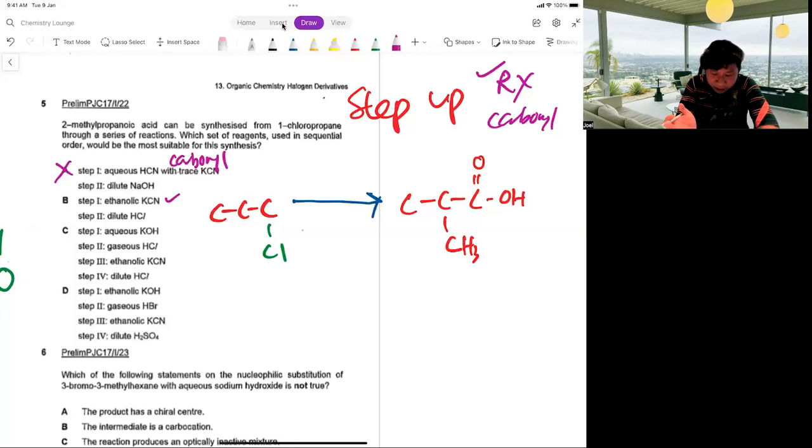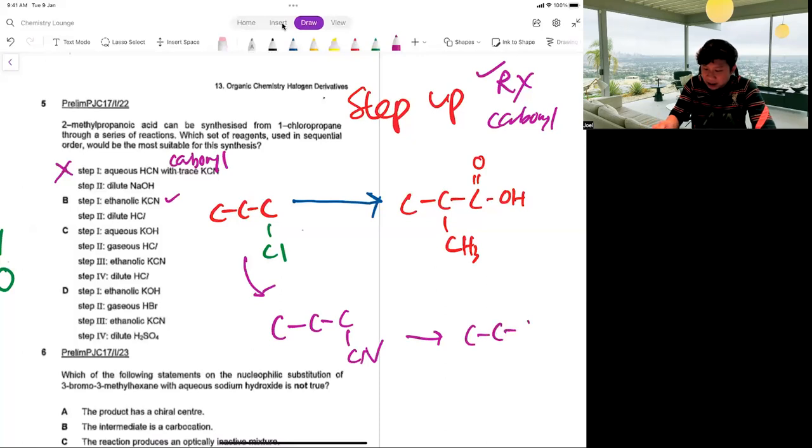Okay, we try one by one. Let's say I try B first. Ethanolic KCN, what happens? C, then CN. Then wrong, because after that, this will become C, CN, and COOH, right? Remember, acidic hydrolysis with your dilute HCl. I'm doing B now. I substitute the Cl, put the CN, which becomes COOH.